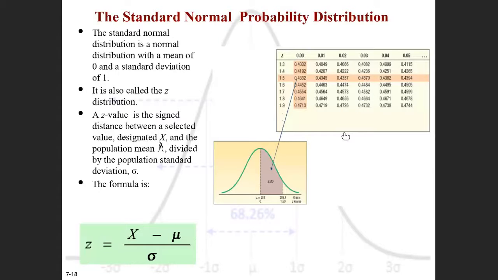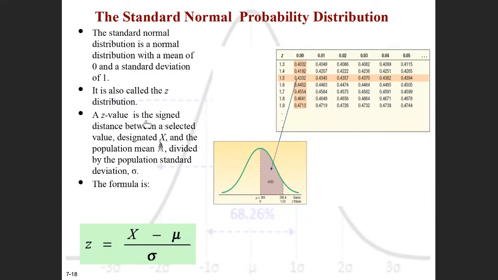Okay. So if you look at the back of your text, it will have a table like this with a Z-score, okay? And these various values starting at 0.00, 0.01, 0.02, and so on. The standard normal distribution is a normal distribution with a mean of 0 and a standard deviation of 1. It's also called the Z distribution.